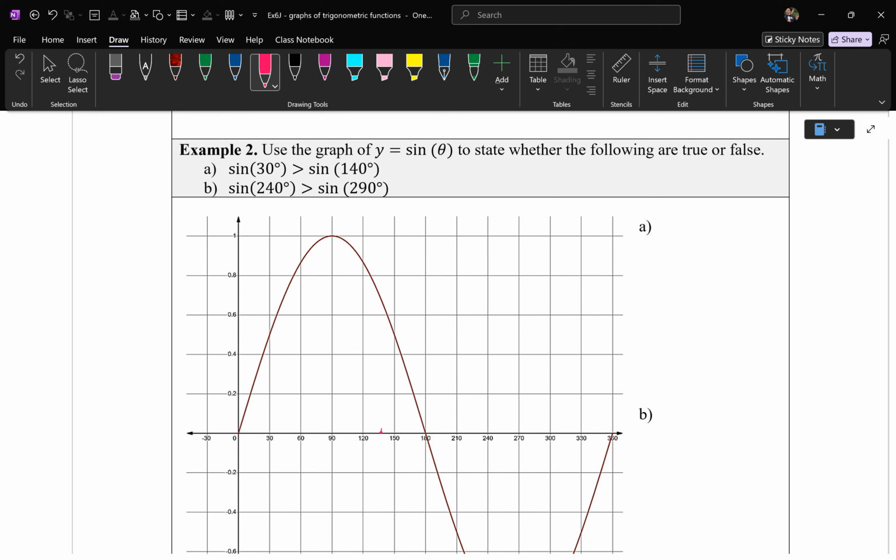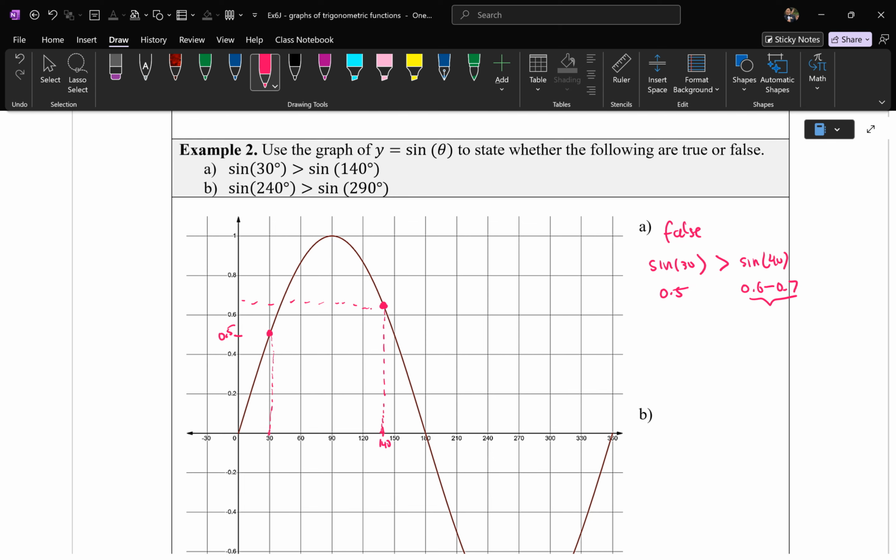Let's find it. 140 is roughly here. Sine of 30 is over here. That's about 0.5. So false, I would say. Sine of 30 is roughly 0.5, and sine of 140 is possibly close to 0.7 or between 0.6 and 0.7. So false.